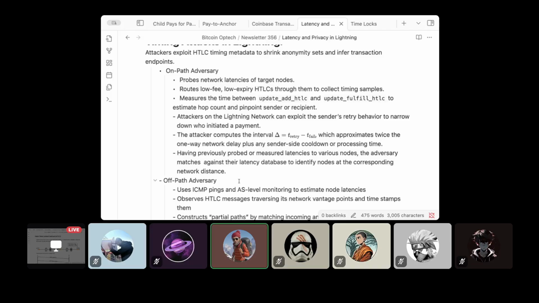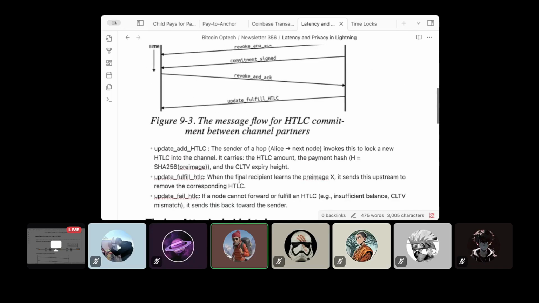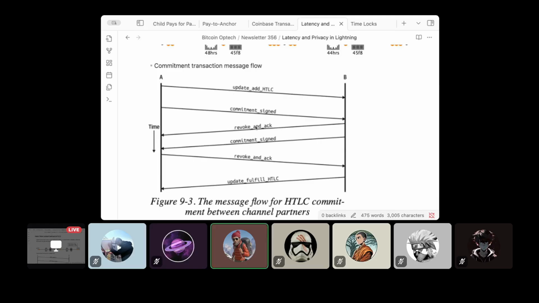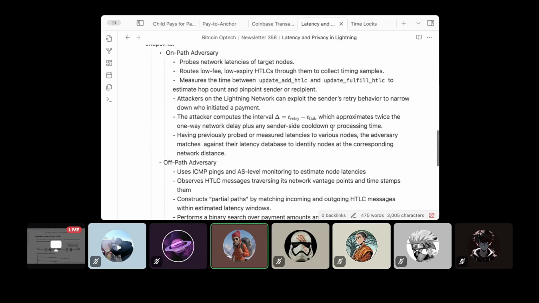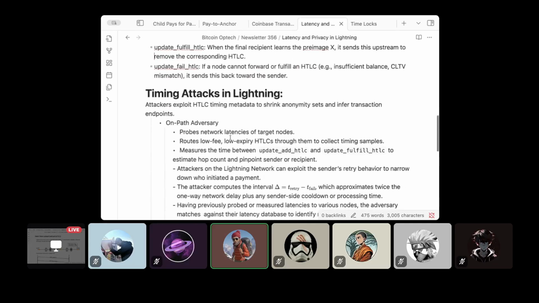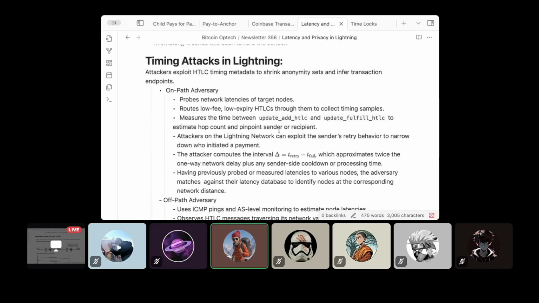So what does he do? He typically routes low fee, low expiry HTLCs to collect these timing samples. When he does that, there will generally be an exchange of messages in this fashion: an update add HTLC, and an update fail HTLC. Because he is using a low fee and a low expiry HTLC, the chances of it failing are high. So he might get an update fail HTLC, or an update fulfill HTLC message if routing is successful.